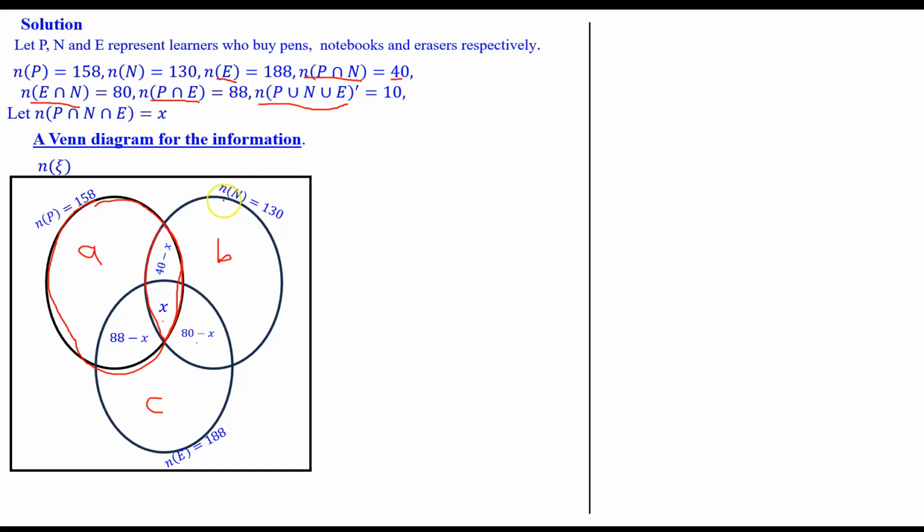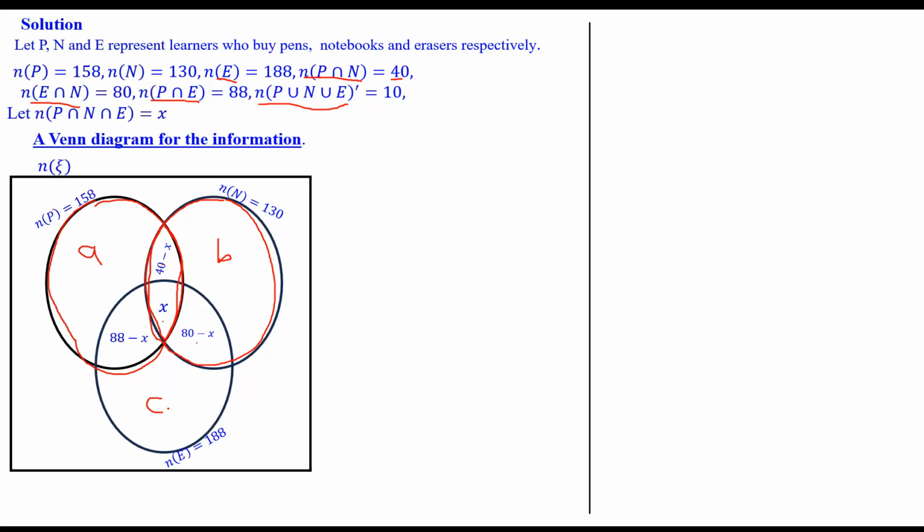You repeat the same procedure to find the expression for B here by adding everything inside here, and you solve for B and equate to 130. Here you will say 88 minus x plus 80 minus x plus C is equal to 188, and you solve for C.